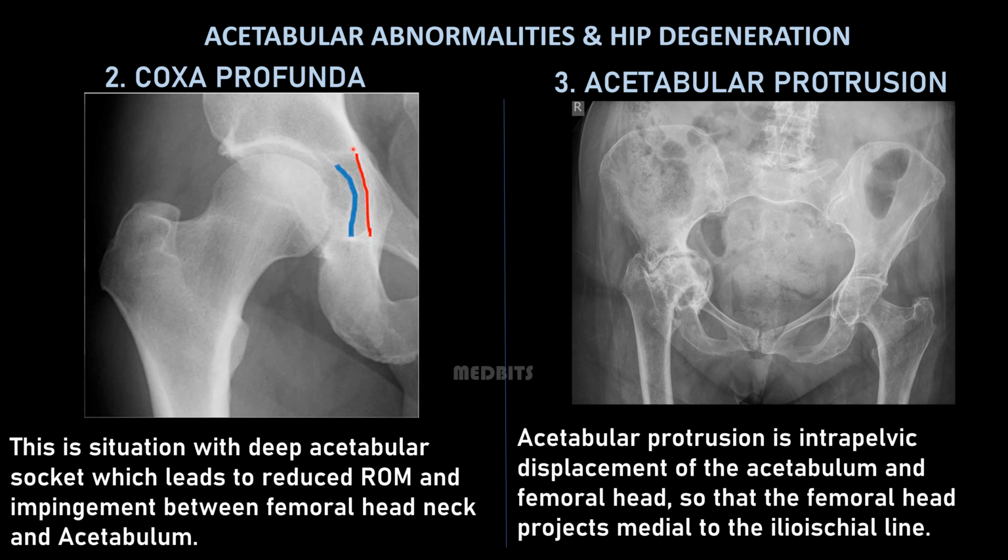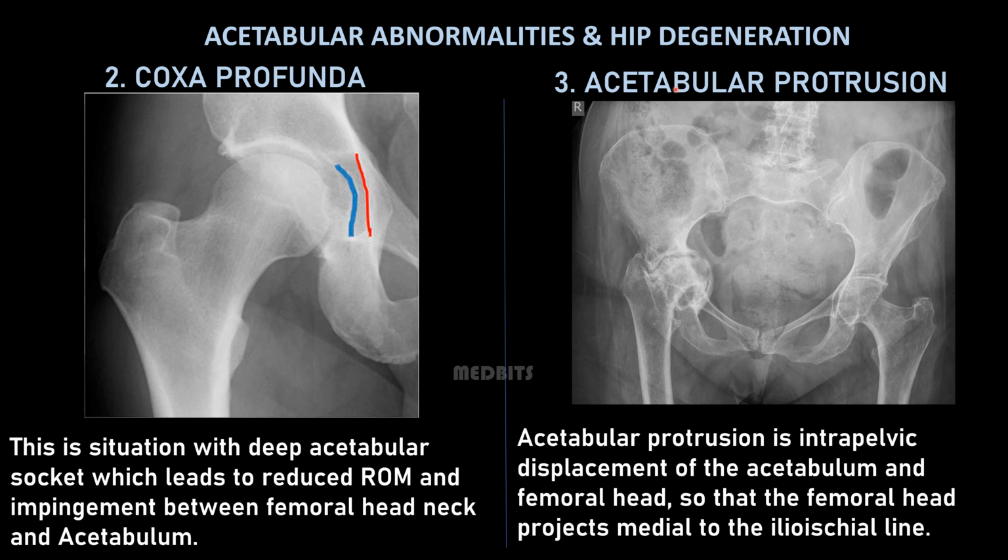Now coming to the next topic, which is coxa profunda and acetabular protrusion. Coxa profunda is a situation with a deep acetabular socket, which leads to reduced range of motion and impingement between the femoral head, neck and acetabulum. In this condition it will get really impinged, a tear can occur, there are much worse conditions, and the person starts to limp.